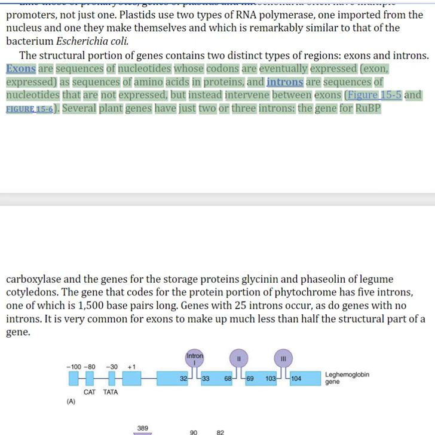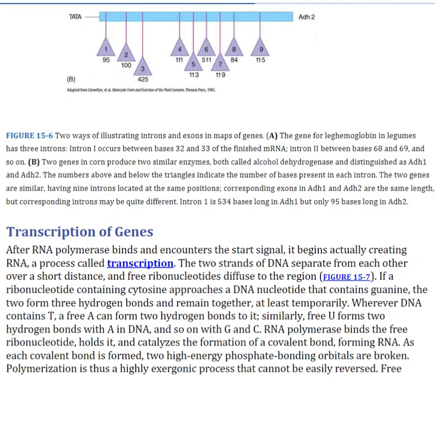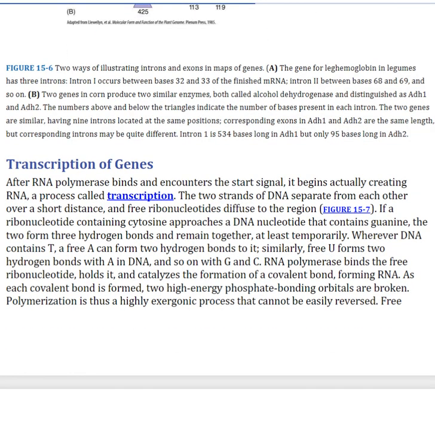Several plant genes have just 2 or 3 introns, the gene for Rubisco carboxylase and the genes for the storage proteins glycinin and phaseolin of legume cotyledons. The gene that codes for the protein portion of phytochrome has 5 introns, one of which is 1,500 base pairs long. Genes with 25 introns occur, as do genes with no introns. It is very common for exons to make up much less than half the structural part of a gene.